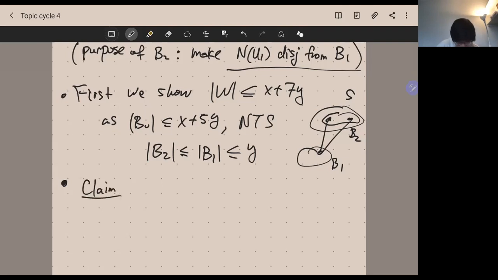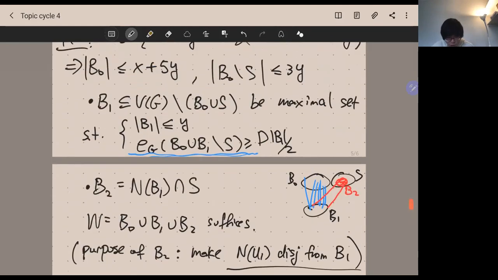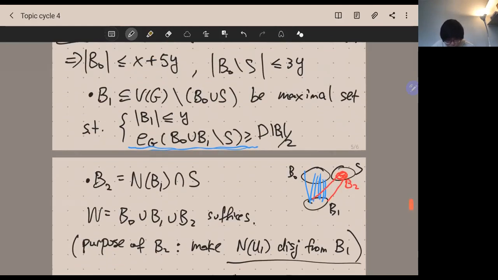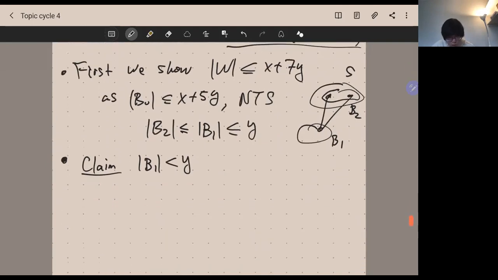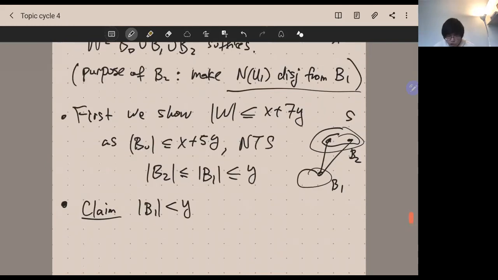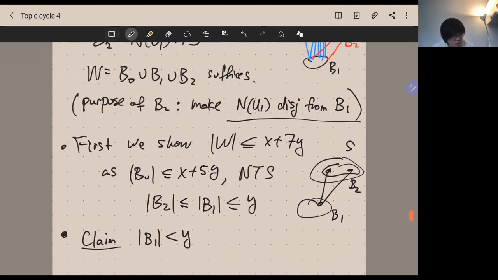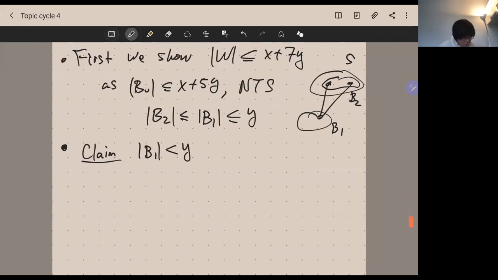there is a claim actually. The claim is that in fact, by our choice, B1 is strictly less than Y. It cannot reach Y, okay? We choose B1 is at most Y, but we can show that it cannot reach Y. Basically, the reason is that if we reach Y, then you can choose a set of size Y. Let me see. What's the reason? Let me write it down.